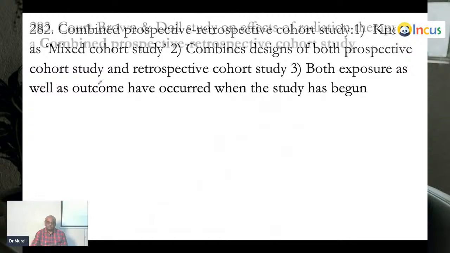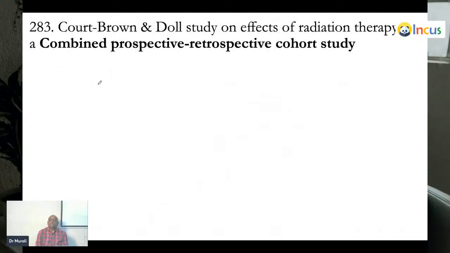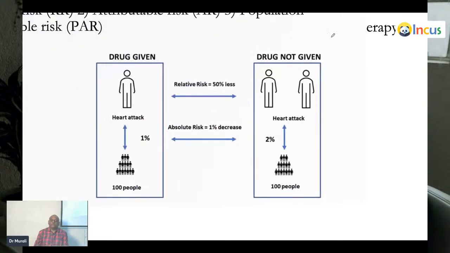Now, give an example of combined prospective and also retrospective cohort study. Court Brown and Doll study on the effect of radiation therapy is an example of combined prospective retrospective cohort study, is what you need to remember.